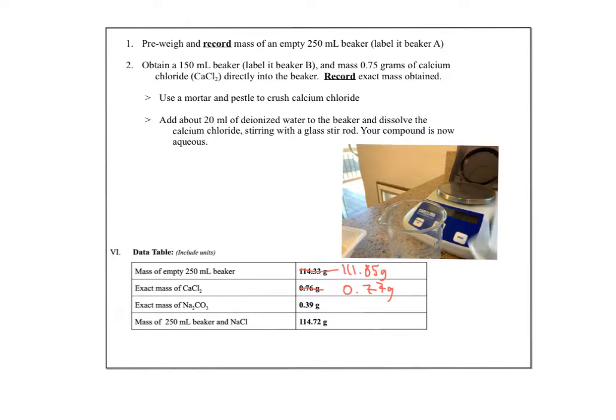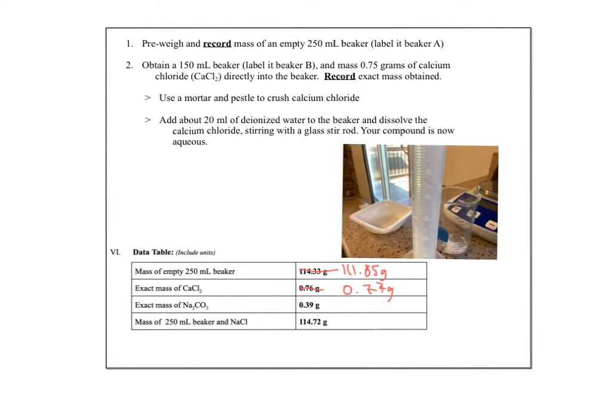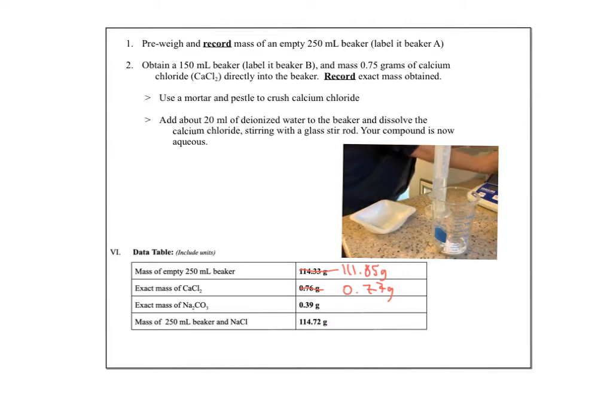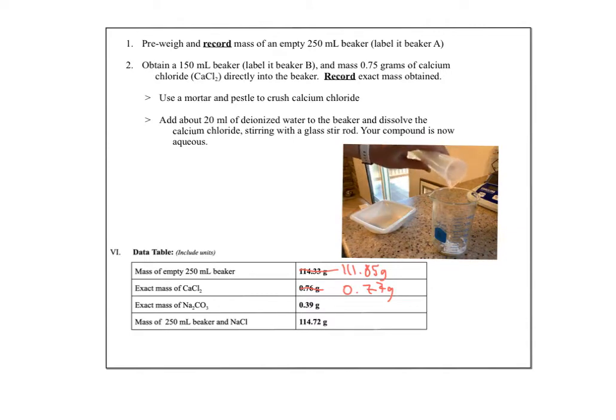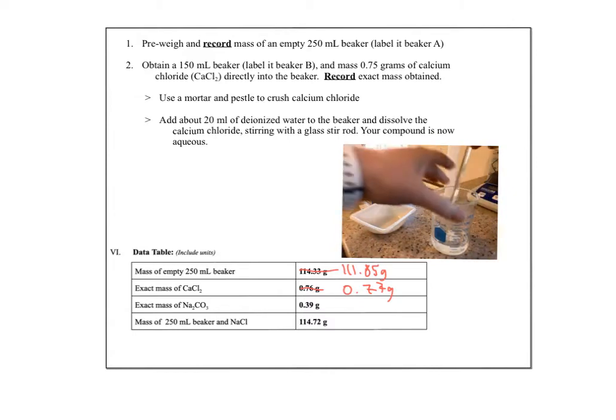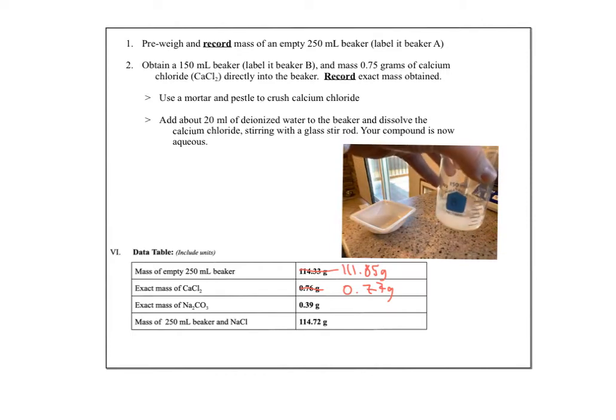So I have a graduated cylinder, and I'm going to measure about 20 mils of DI water. It's pretty good. And I'm going to put it in, mix my calcium chloride, and stir. Here's my glass stir rod. And once it's all dissolved, my compound will be aqueous.